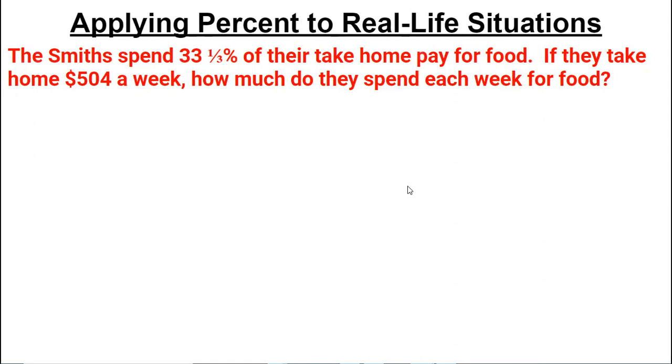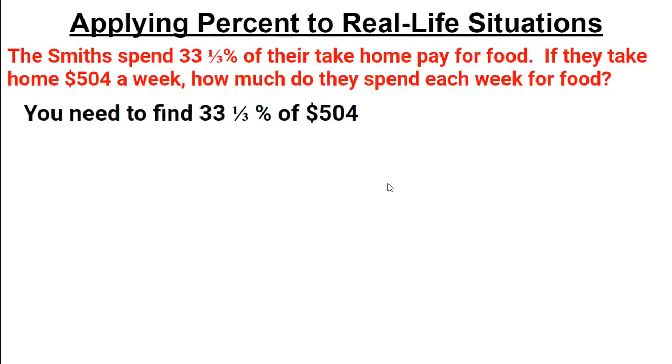So you're going to want to know, well, what percentage of my money am I spending on grocery bills every week? So we're going to do step 1. We need to find 33 1/3% of 504. But before we can do step 1, we have an issue, right? If we wanted to try to put this in a calculator, we don't know what 1/3 is, right? So we have to change it into a decimal. How do we do that?